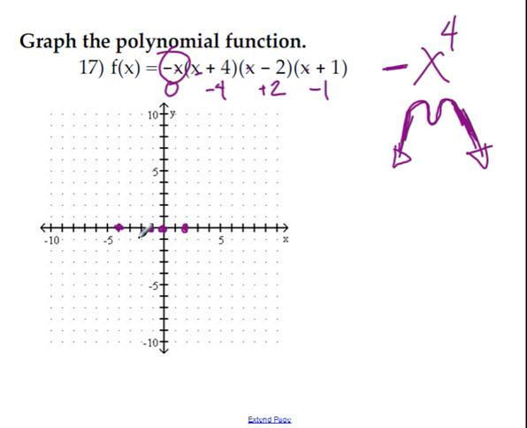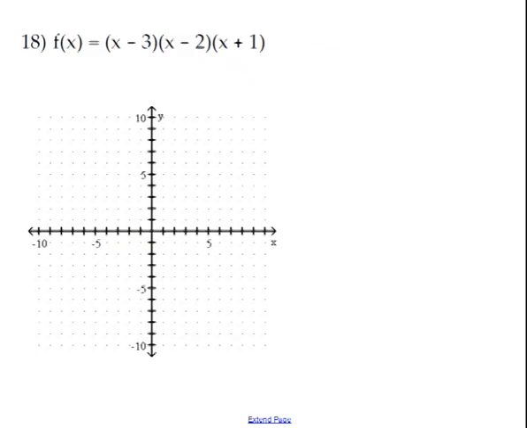Alright, so now we just got to make sure that goes through my points. So we're just going to kind of spin it around, throw it in there, and we're good to go. Not too bad.